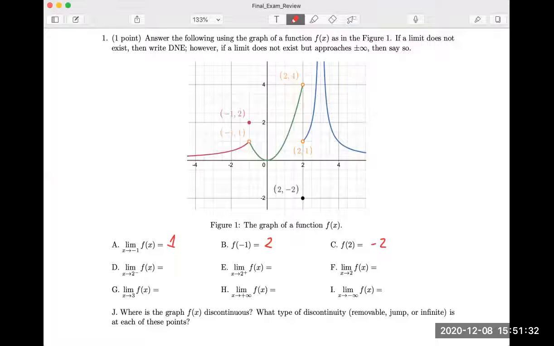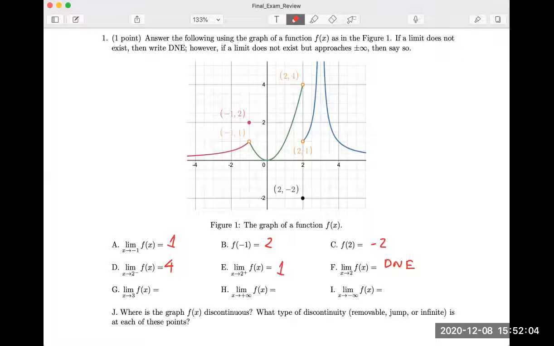When x approaches 2 from the left-hand side, the limit approaches 4. When x approaches 2 from the right-hand side, f of x approaches this point at 1. When x approaches 2, the limit does not exist because the left-hand limit and the right-hand limit are different.